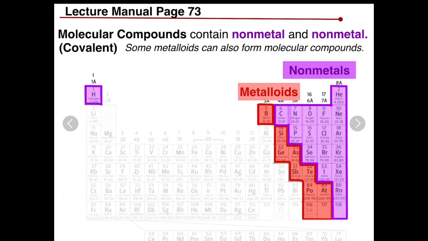The last type of bond that we are going to take a look at is covalent bonds that are present in molecular compounds, which contain non-metal and non-metal, and sometimes it can be the combination of the metalloids as well. So pretty much it's on this side of the periodic table. It's this combination right here.